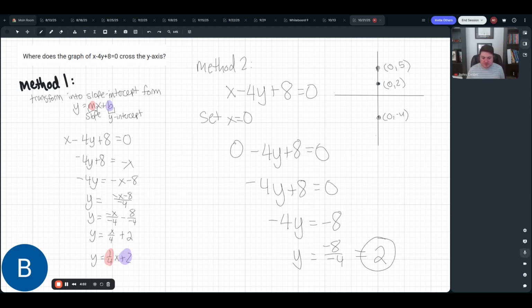So both of these methods are correct. It's just up to you how your brain works, what you want to do.